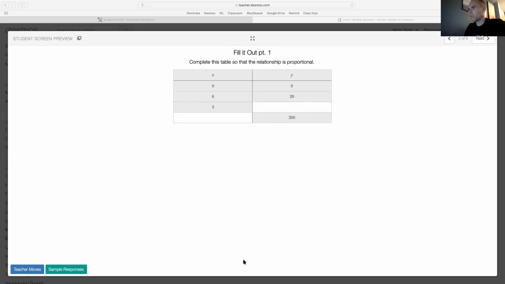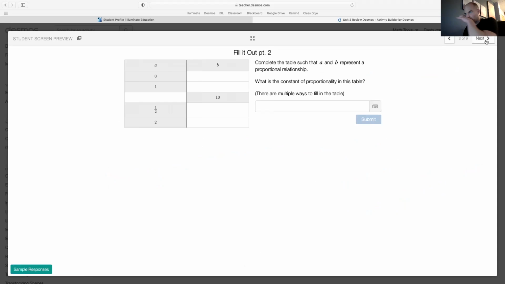All right, let's move on to the next one. All right, so this one, we got to fill it in again. This time it's A and B instead of X and Y. We need to put the constant of proportionality in here. It's asking, what is the constant of proportionality?